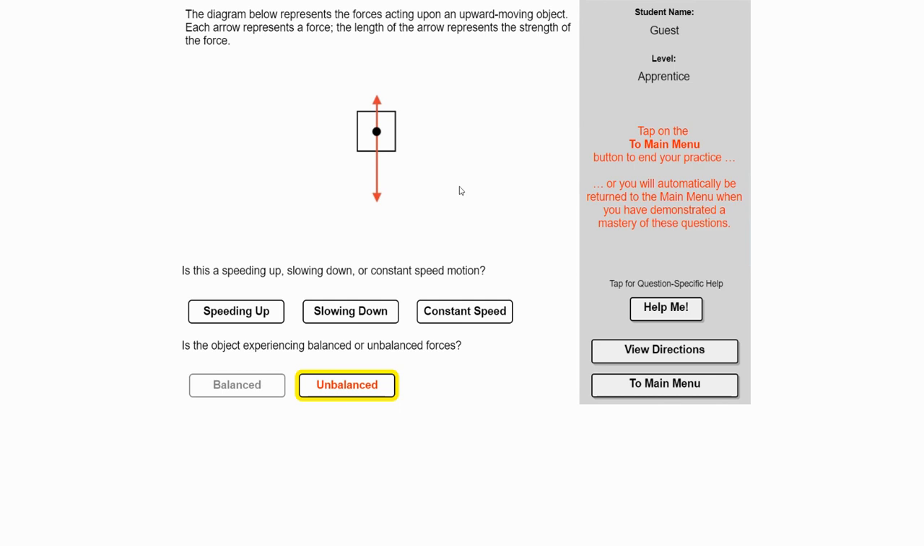Therefore, opposite directions, what do we do with them? Subtract. The net force is going to be bigger going downward. But this thing is saying it's moving upward. So if the down arrow is bigger, I know what you were trying to say. Yes, slowing down, not speeding down. Well, its speed is decreasing.